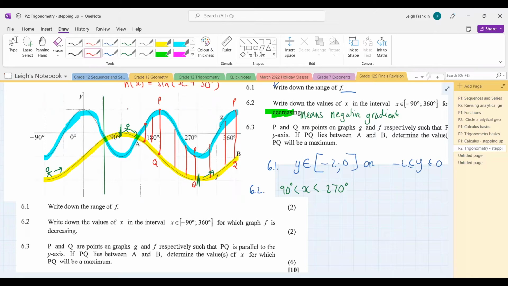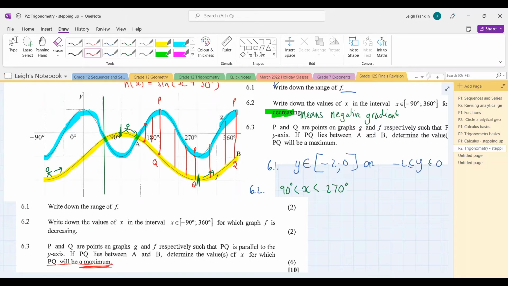So now what they want us to do is work out the value or values of x for which the length of PQ will be a maximum. Now, this becomes a difficult question because any questions about min-max are generally challenging, but we're not used to doing maximums and minimums in trig functions. So it has to be something with which we are familiar, because they're not asking us questions outside of our syllabus. So it's got to be something that we know.